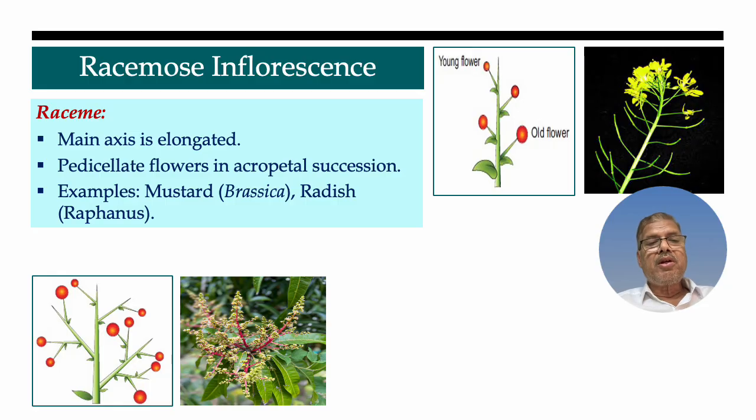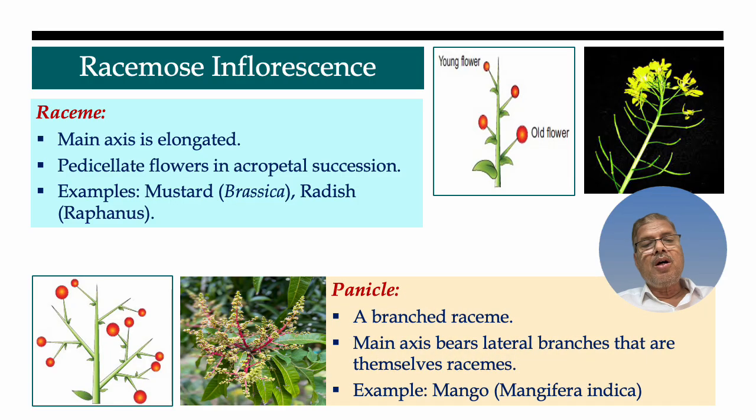The first one is raceme. Here, the main axis is elongated and bears pedicellate flowers, laterally in acropetal succession. Examples are mustard and radish. The second one is panicle. Here, it is a branched raceme where the main axis bears lateral branches that are themselves racemes.